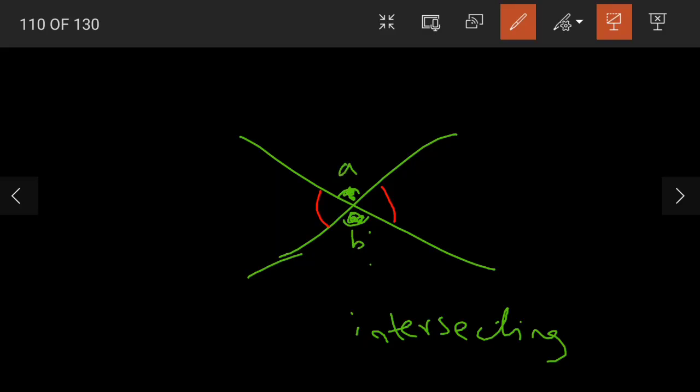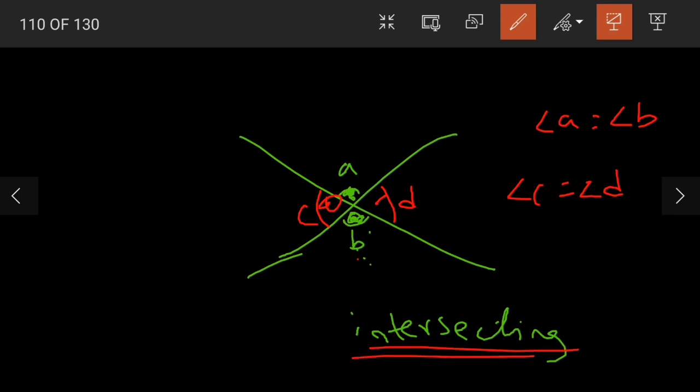Let us say these are angle A and angle B. These two angles are equal, and let us say this as angle C and angle D. Angle C is equal to angle D here, and angle A is equal to angle B. Is this clear, children? Opposite angles are always equal in intersecting lines, and the point where they meet is called the point of intersection.